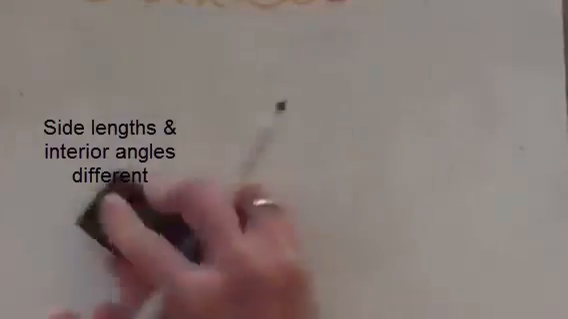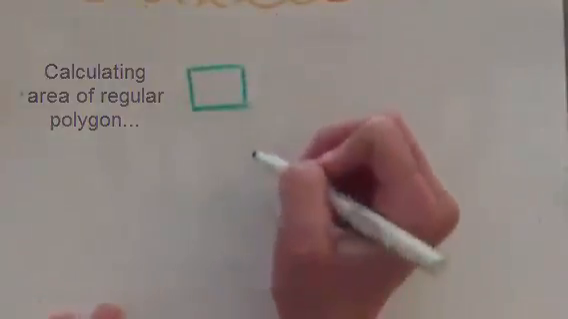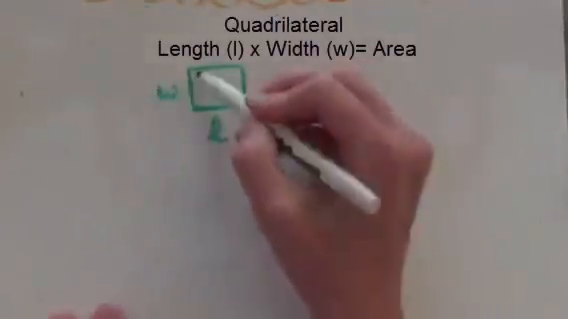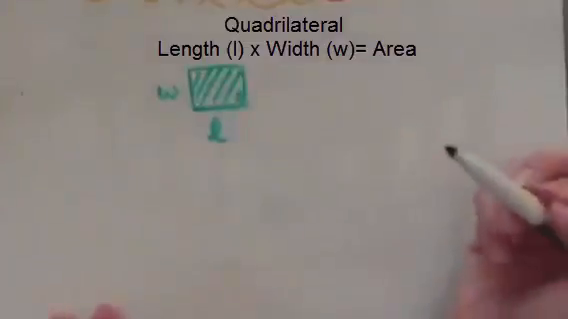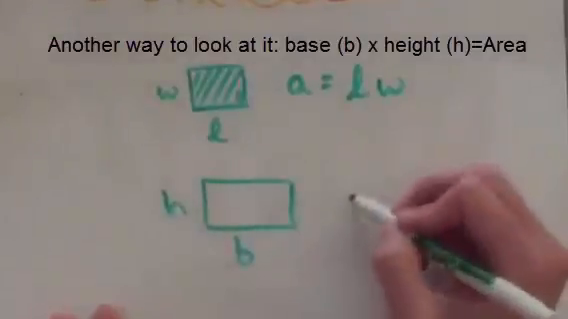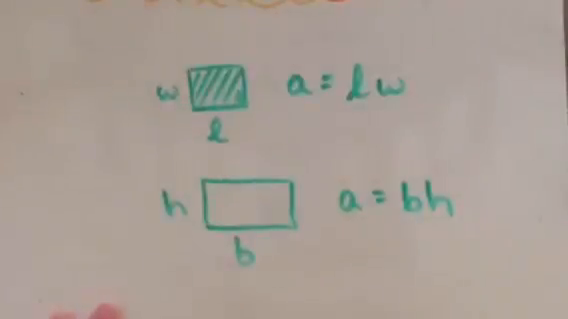Another quick piece of review that you need before we get into calculating the area of an irregular polygon is just how you calculate the area of a regular polygon. So for a regular quadrilateral, or even for a rectangle, we do the length times the width, and that gives us the area, the inside of the rectangle. Area equals length times width. Sometimes we call those base and height. So the area is the base times the height. That's how you do a quadrilateral.